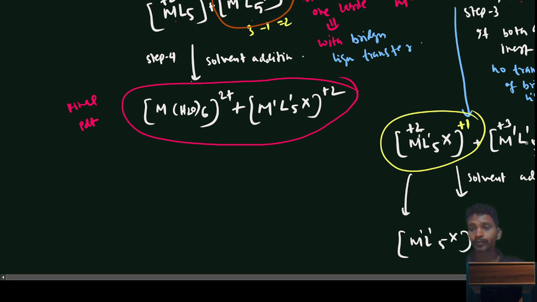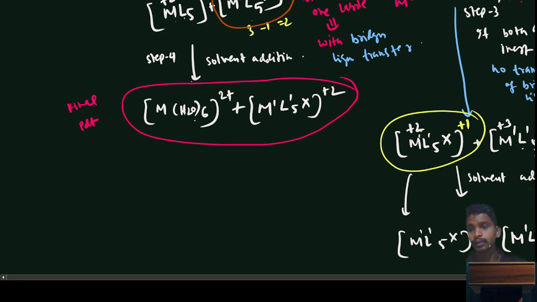Now here, not all ligands will be replaced with water, but one water will be added. We note that in the case without ligand transfer, the water replacement with all L5 does not happen; only one water will be added. So this will be M', L' 5 again, and one water will be added, because this is octahedral.